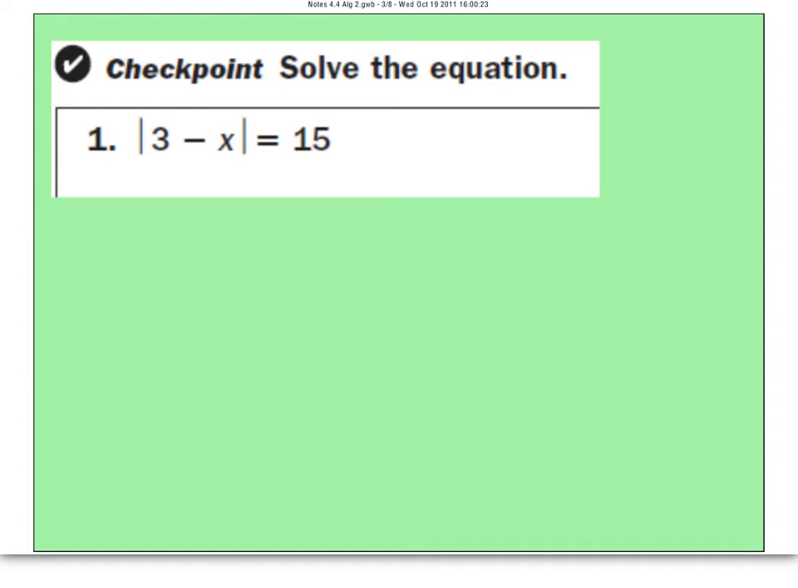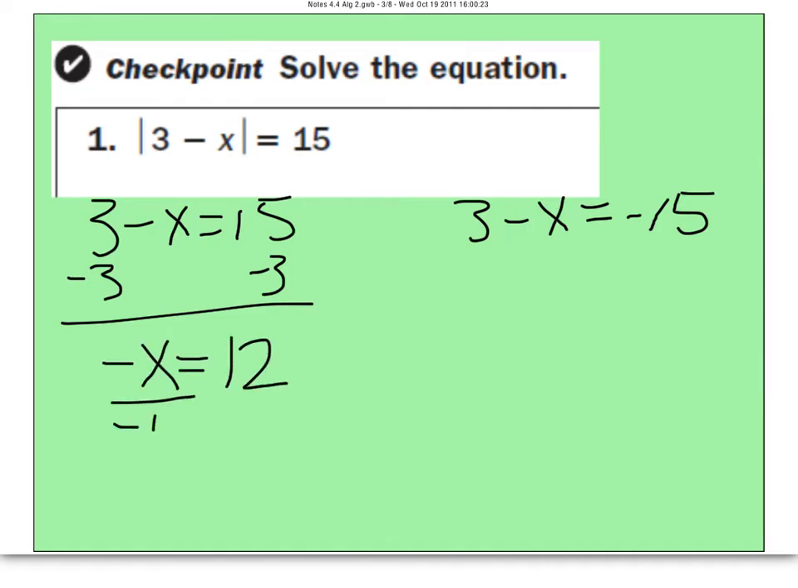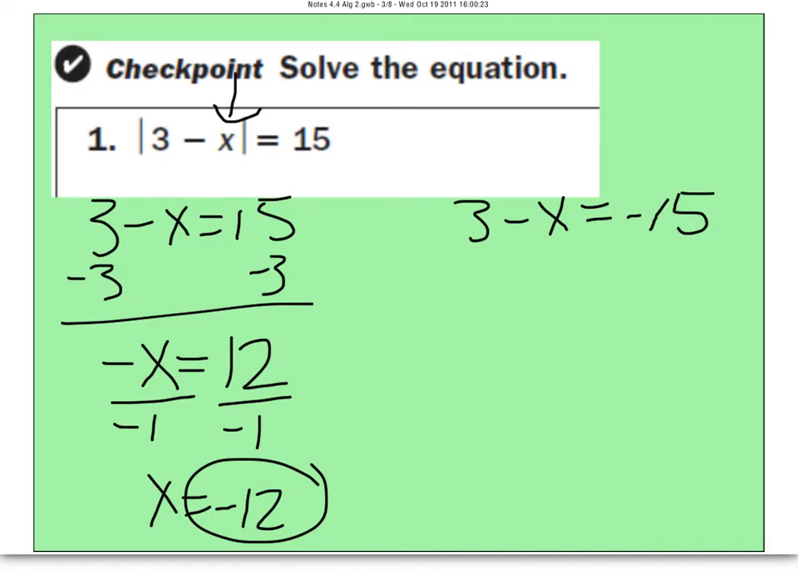Let's try another, because this is a little different because the x and the 3 are reversed. Works the same way. 3 minus x equals 15. 3 minus x equals -15. Let's solve. I need to subtract 3 over here. Be careful, this is a -x, so it'd be 12. To get rid of the negative, divide by a -1. X is -12. Does it work? If you do 3 minus -12, you get 3 plus 12, which is 15. Looks good.